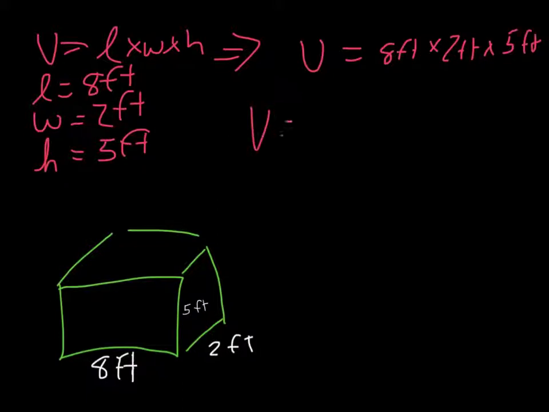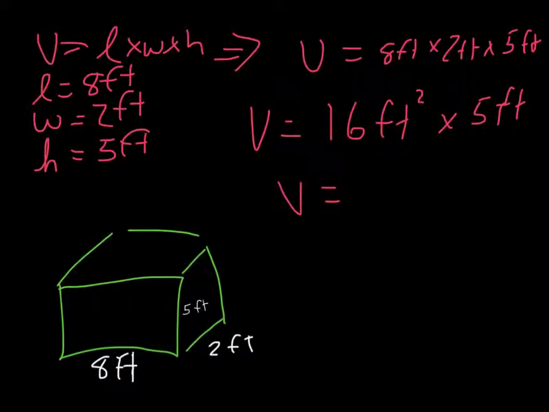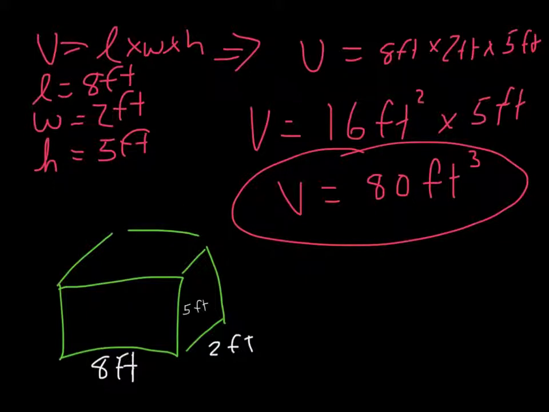Volume equals 8 feet times 2 feet, which is 16 feet squared, times 5 feet. Just keep going down. Volume equals 16 times 5, which is 80. Feet squared times feet is feet cubed. And that is my solution. That's how you find the volume of a rectangular prism. Again, multiply straight across. Length times width times height, and you're done.